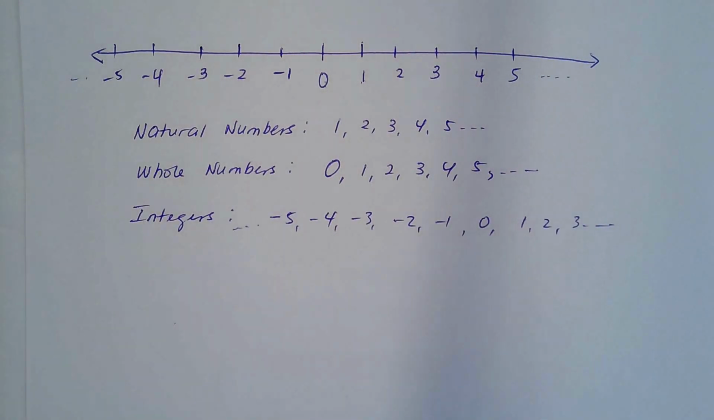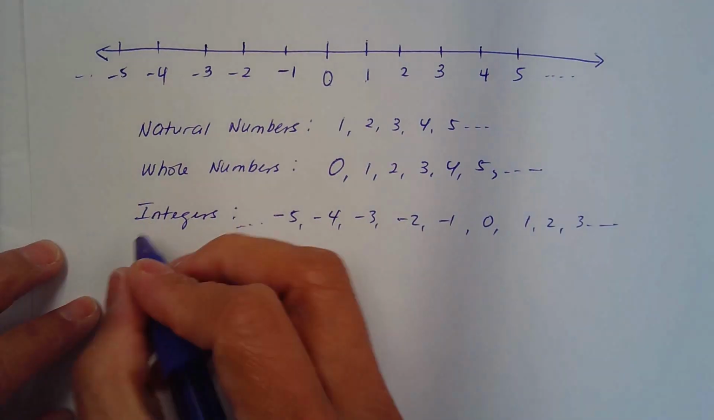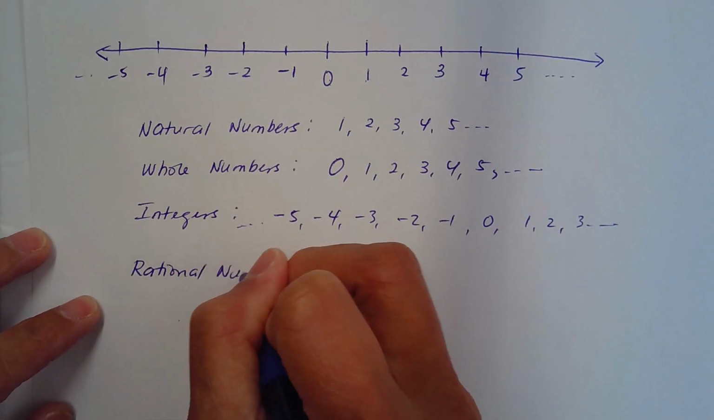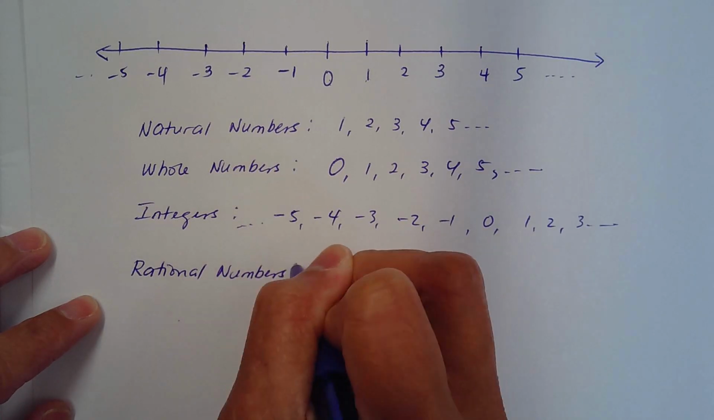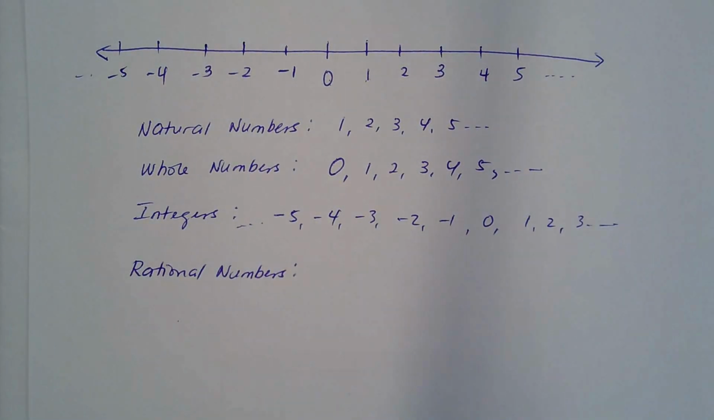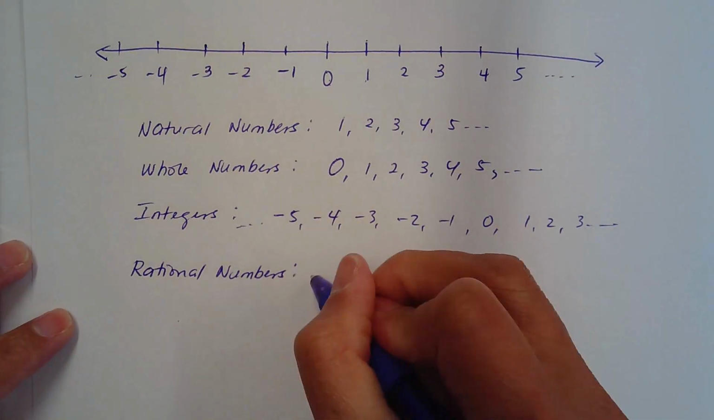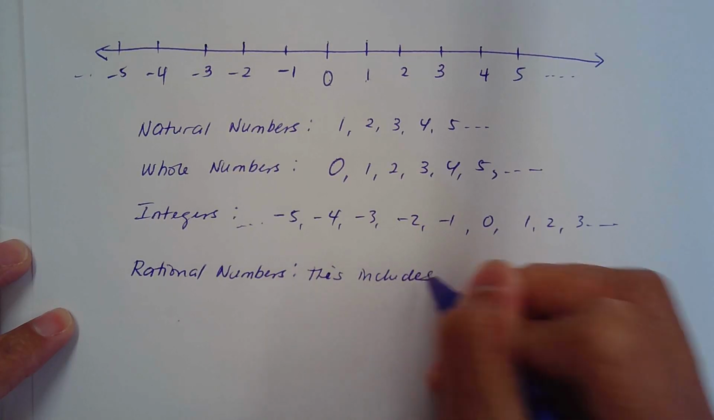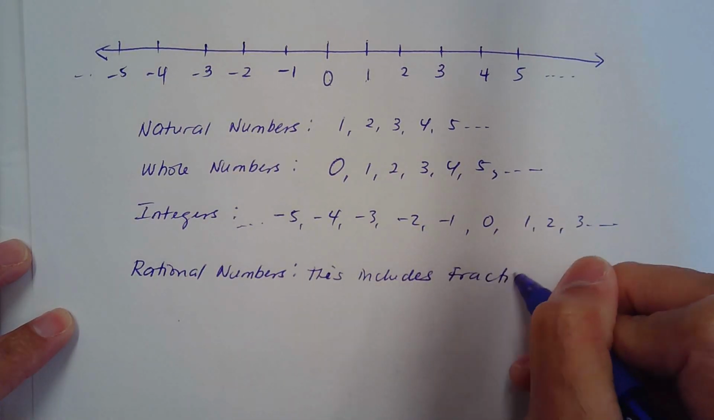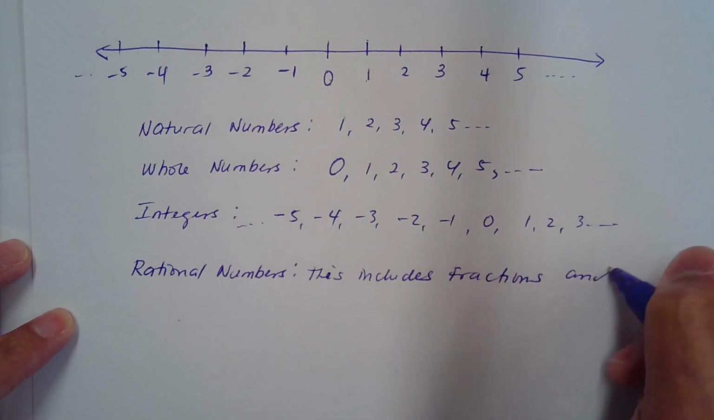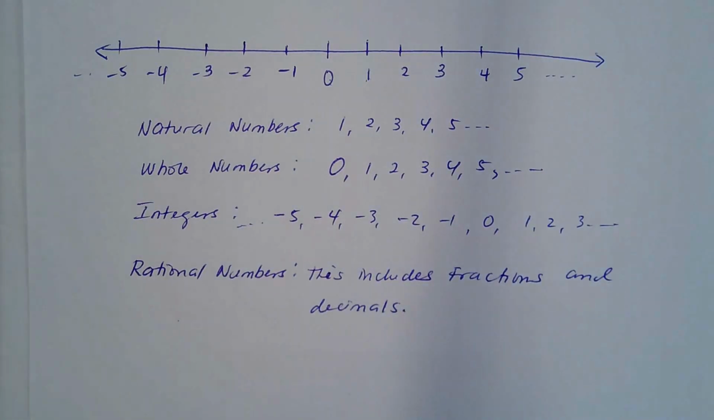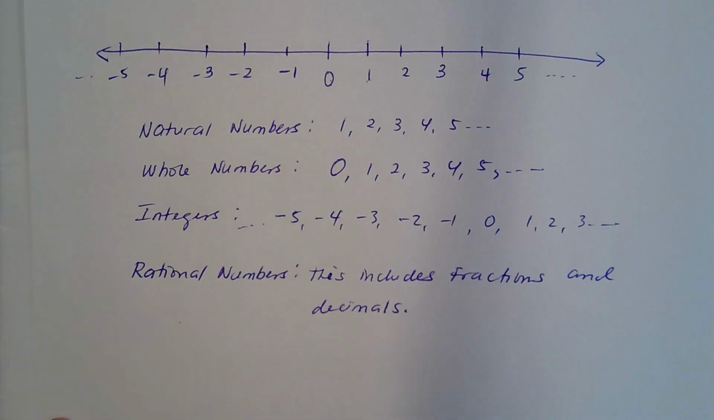And then the in-between numbers are actually called rational numbers, and that includes fractions and decimals. Okay, fractions and decimals.